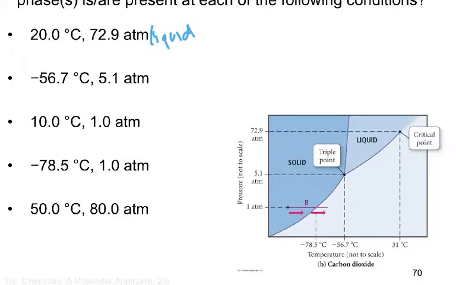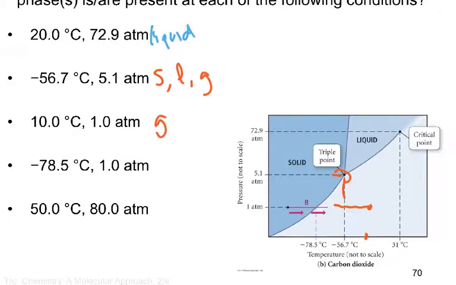Negative 56.7 degrees Celsius, 5.1 atmospheres. And if I were you, I would pause this and make sure that you can do these before I tell you all the answers. So negative 56.7, and so we're here, and 5.1 atmospheres, we're at our triple point, so we're going to have solid, liquid, and gas present. 10 degrees Celsius, 1 atmosphere: 1 atmosphere is here, 10 degrees is going to be around in there, so we're going to be in the gas phase.